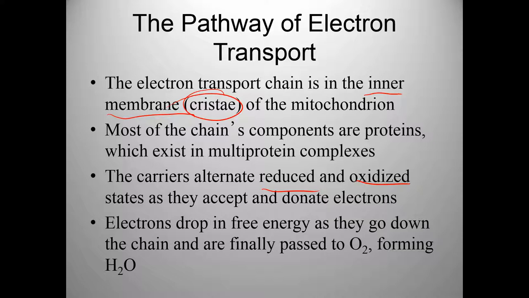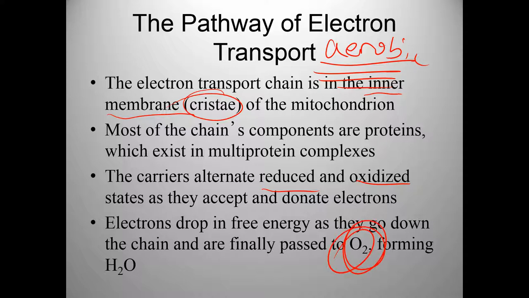And as these electrons move down these membrane proteins, the amount of free energy stored in those electrons is going to decrease. We're at the very end of the chain. The very last individual at the end of the chain for aerobic cellular respiration is oxygen. So when oxygen picks up the electrons, it's reduced to water.